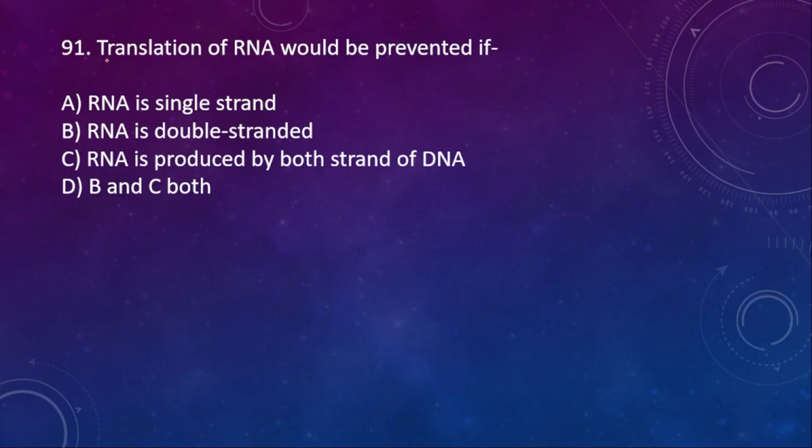91. Translation of RNA would be prevented if A, RNA is single stranded. B, RNA is double stranded. C, RNA is produced by both the strands of DNA. And then D, B and C. So here the right option is option D, B and C. If RNA is double stranded, it is prevented to translate, and then if the RNA is produced by both the strands of the DNA, then also it is going to be prevented.